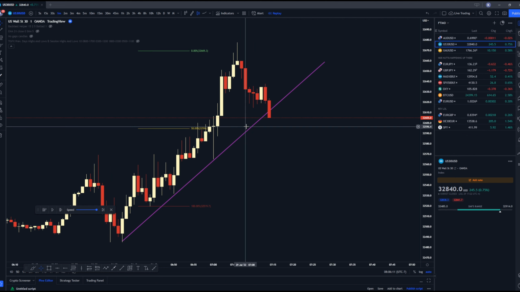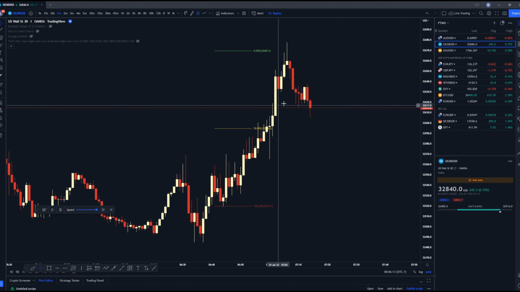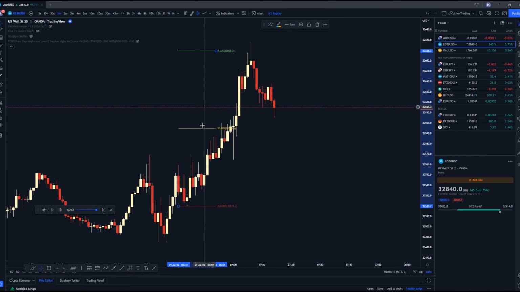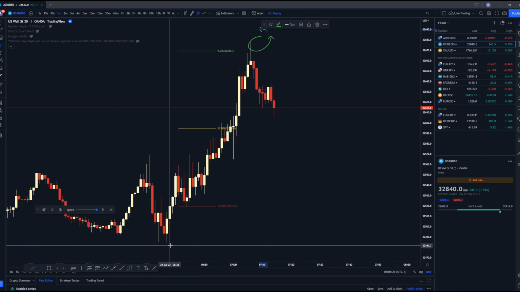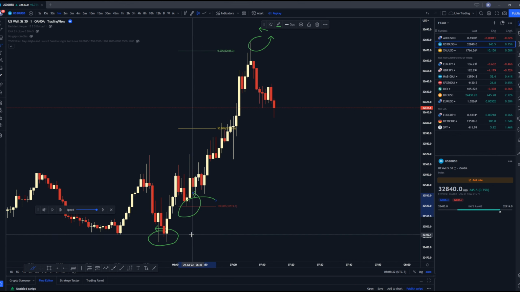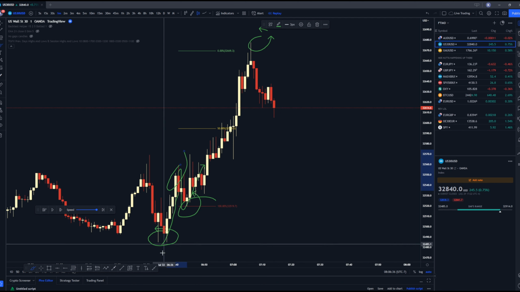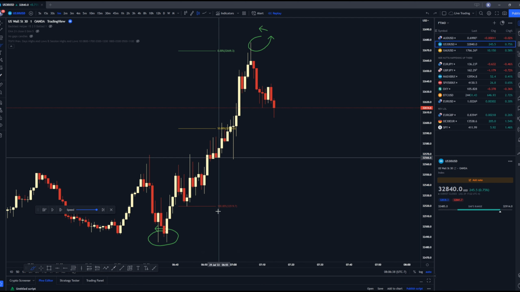Now, once we start getting this type of impulse to the downside, we can take our Fibonacci and draw it from the area where the price last impulsed before this high was made. So instead of drawing it from down here, you can draw it from this leg, because this leg is its own separate impulse, right? And we hadn't broken structure at that point.